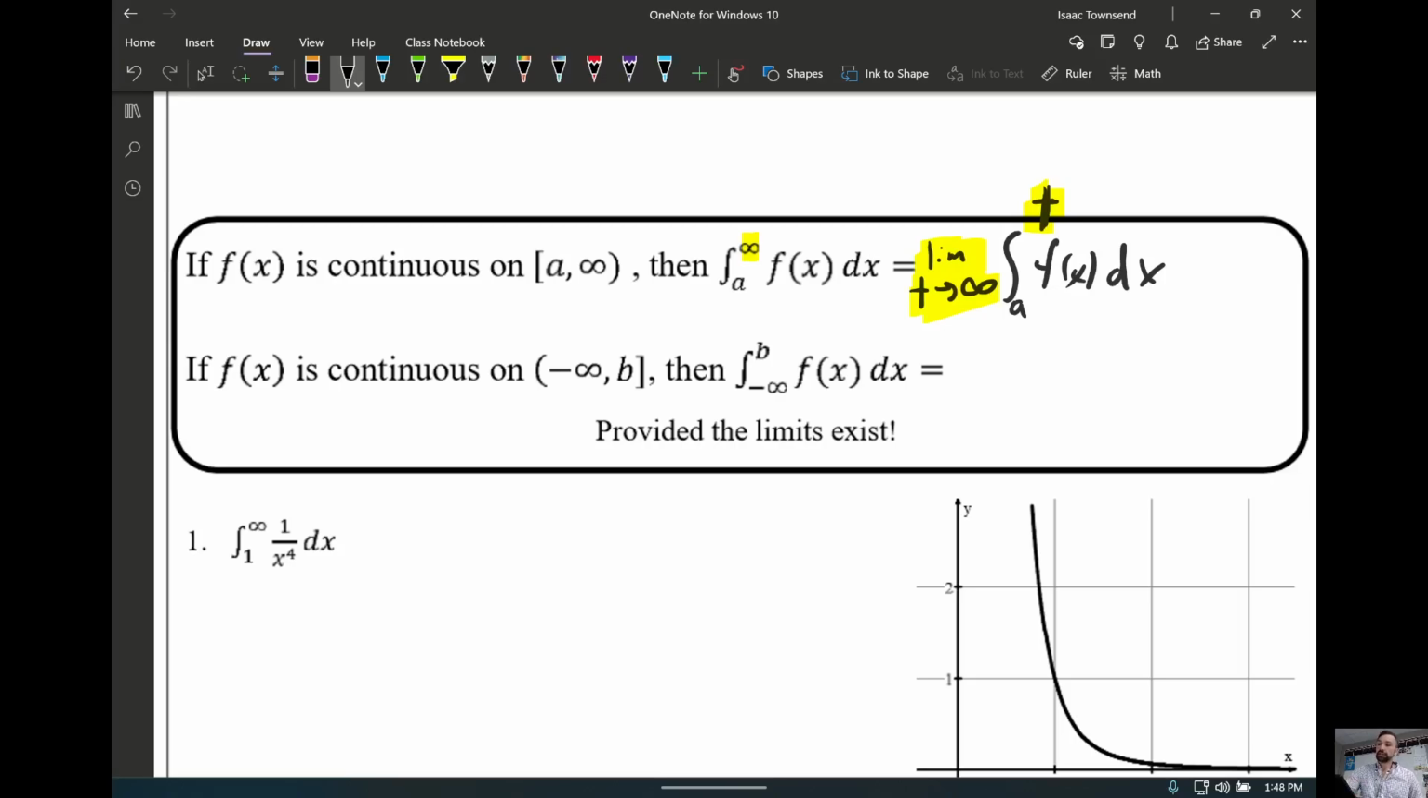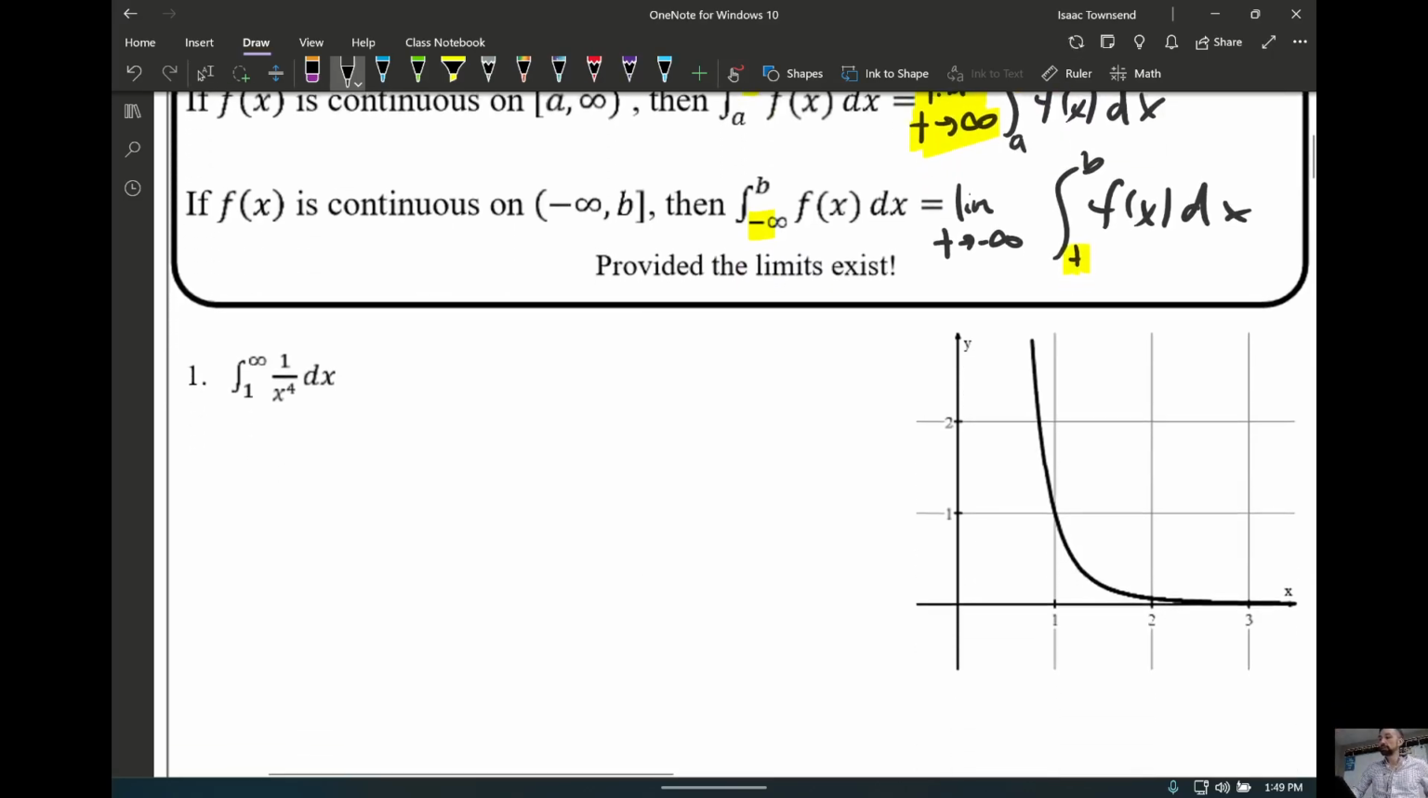Now, if it's negative infinity to b, then we're going to do the limit as t approaches negative infinity. And instead of putting a negative infinity on our integral, we'll just put a t. And then we'll integrate that to b. b is just some number, some generic number. But the limit works how we've done limits in the past. The integration works the way the integration has worked in the past. We just have to practice enough of piecing these things together.